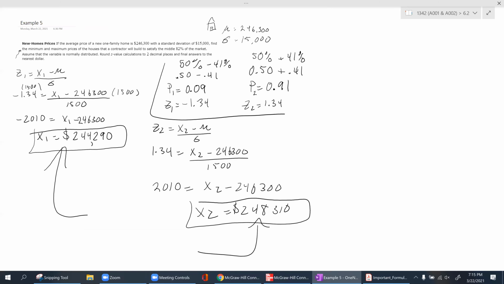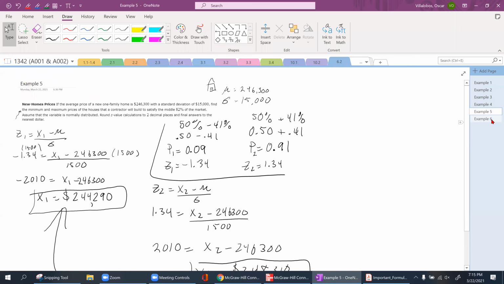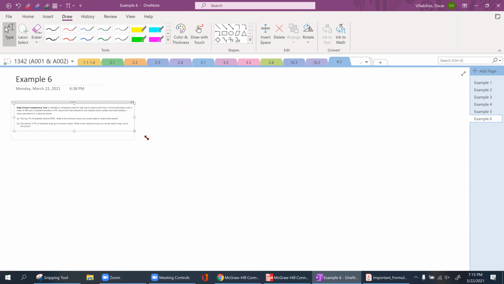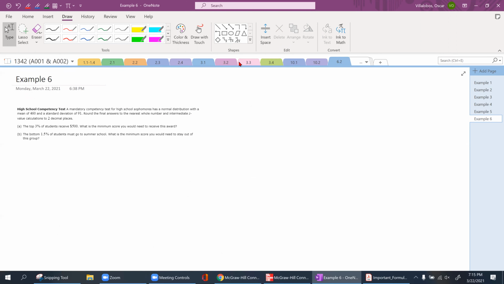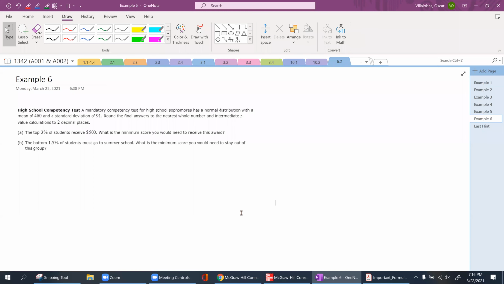Very nice. Okay, let's move on to the last problem, example number 6. A high school competency test, a mandatory comp test for high school sophomores, had a normal distribution with a mean of 460 and a standard deviation of 91. Round the final answers to the nearest whole number and intermediate values to 2 decimal places.